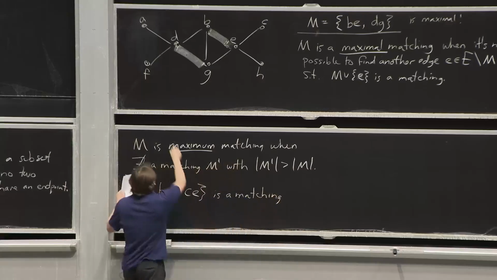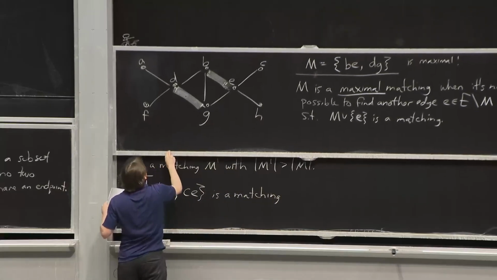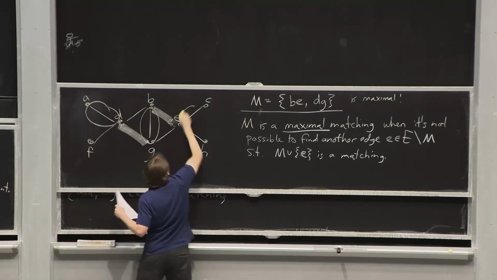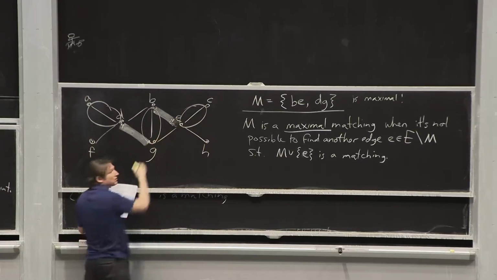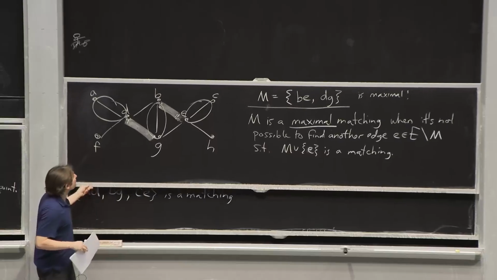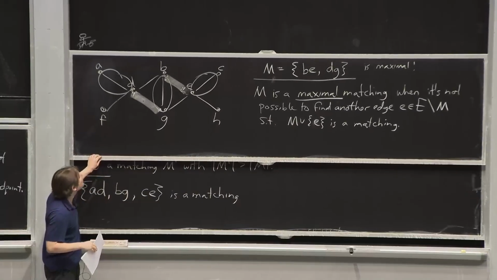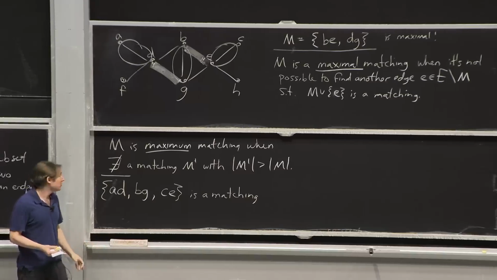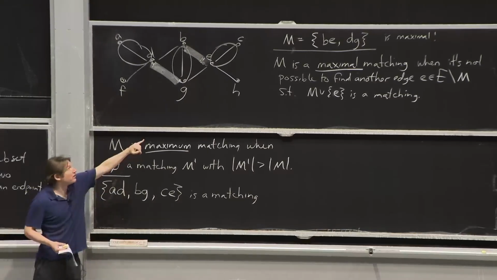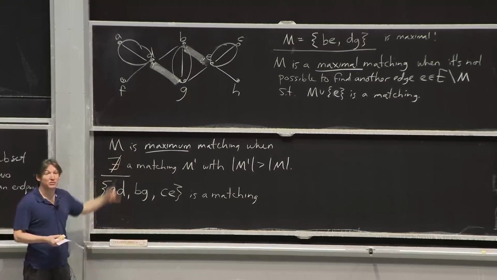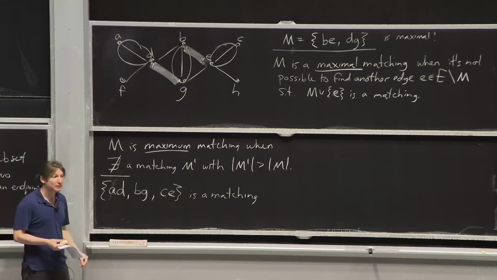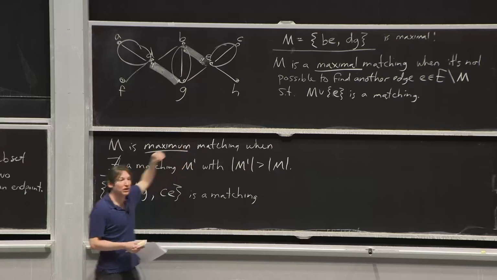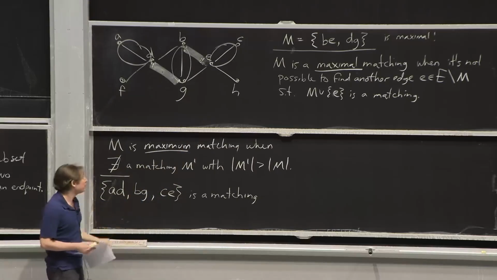And is this a matching? Let's take a look. We've got AD here, BG here, CE here. None of those circled edges, they kind of look like coffee beans to me, none of those coffee beans share an endpoint, so that is a matching. And since this has more edges than M up there, M is not maximum. Right? Cool. So matchings can be maximal, locally biggest, even if they're not maximum, globally biggest.